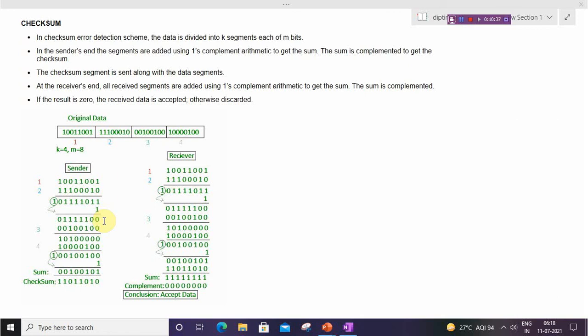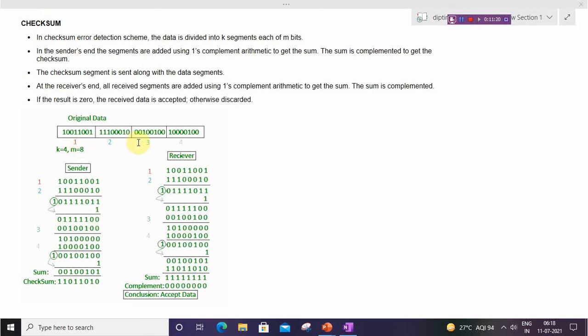This means first of all the original data is divided into segments and added using 1s complement arithmetic. Then the checksum is sent along with the data to the receiver. The receiver also computes using 1s complement arithmetic to get the sum, and the sum is complemented. If the complemented sum is 0, then the receiver will accept the data. Otherwise, it discards. So let us take an example.